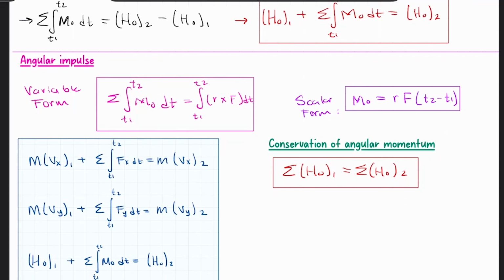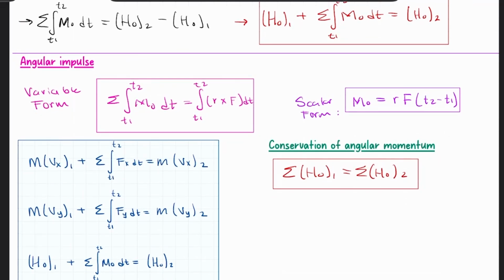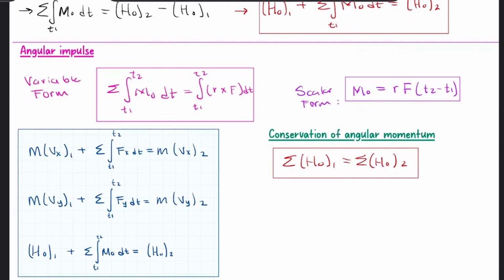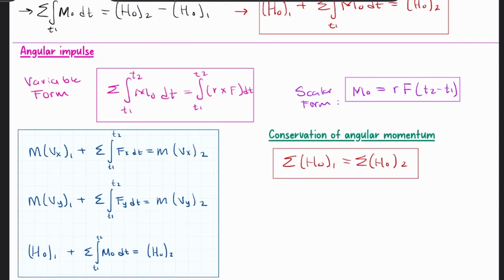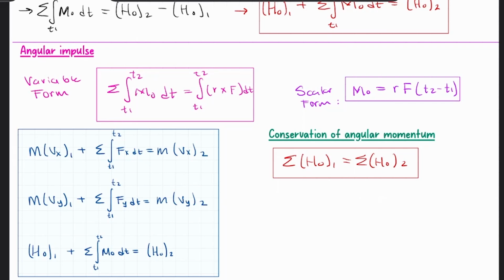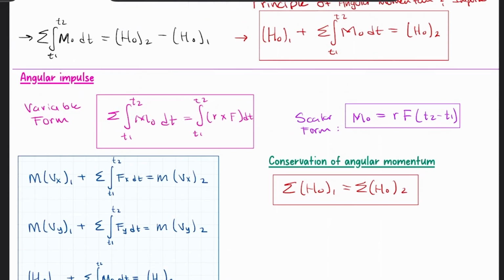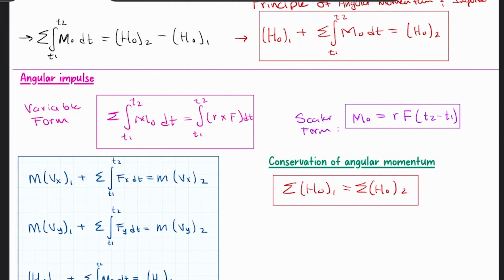So if we have only conservative forces acting in our system, then angular momentum can be conserved. State 1 and state 2 will have the same angular momentum. We can apply the equations that we did in the previous videos. Similarly, in the principle of angular impulse and momentum, we can divide it into its corresponding vectors in the x and y, and then the angular momentum in the z direction we see right there.